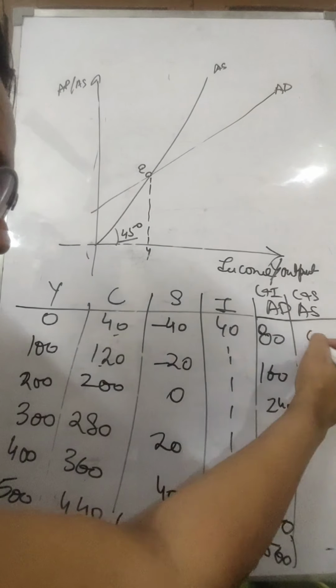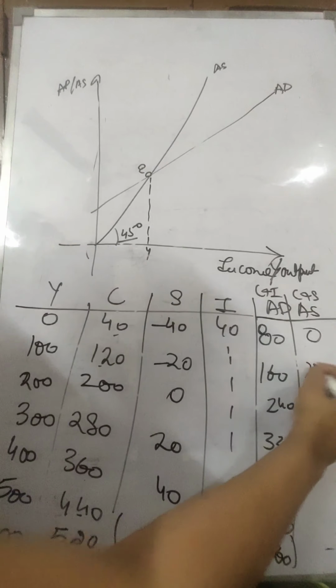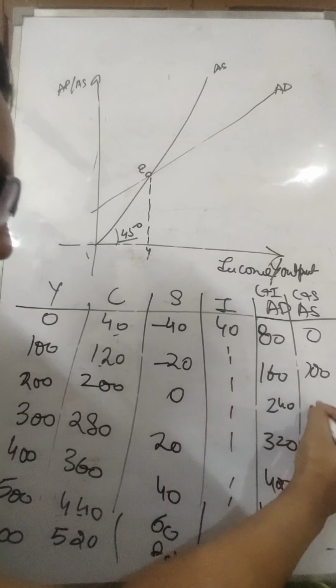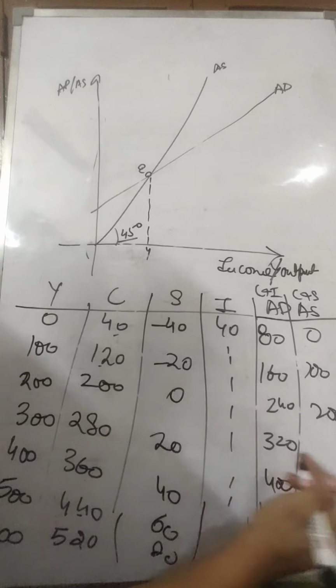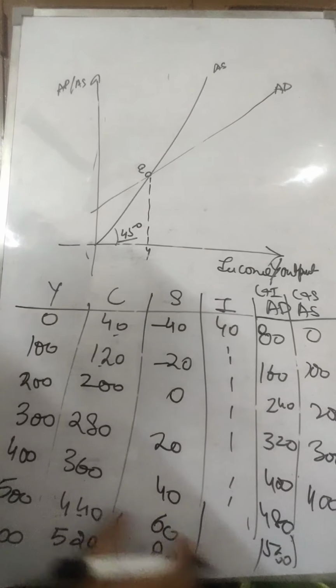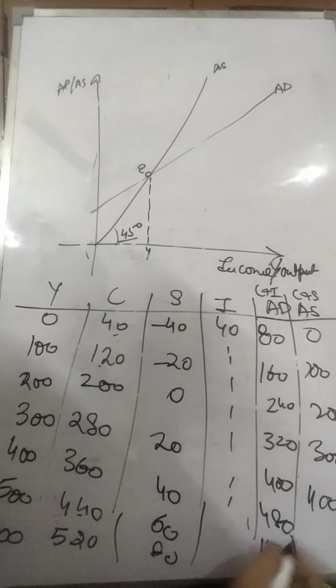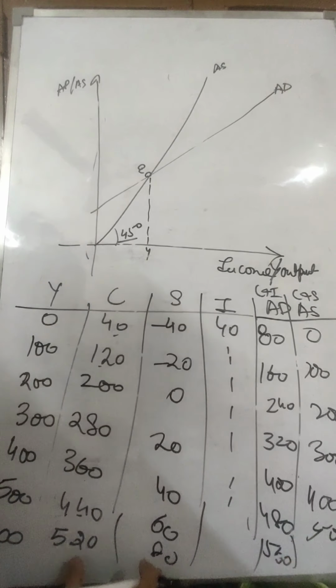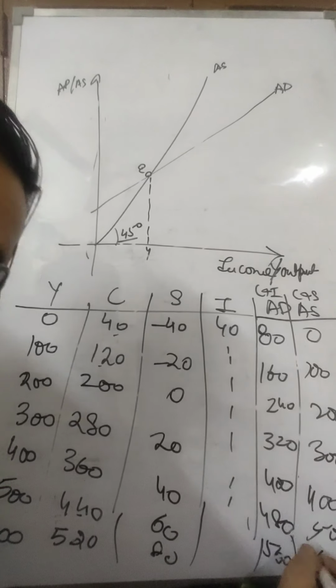Here it will be 0. Then here it will be 100. Here it will be 200. Here it will be 300. Here it will be 400. Here it will be 500. Here it will be 600.